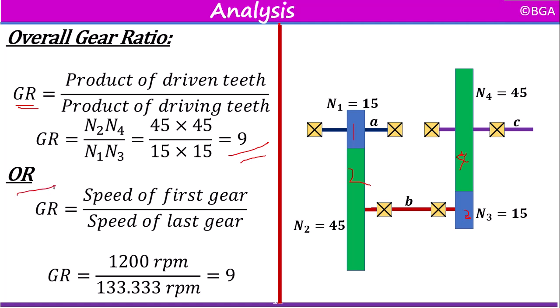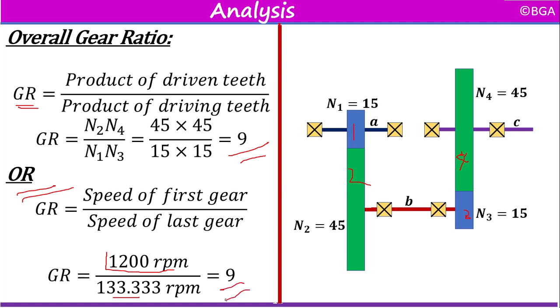Or the gear ratio can still be determined by considering the speed. So gear ratio in terms of speed is equivalent to the speed of the first gear, gear 1, to the speed of the last gear, or speed of the input gear divided by speed of the output gear. So the speed of the first gear is 1200 rpm, and the speed of the output gear is 133.3. So if you divide, you get the same answer. So you can follow either of the two procedures.